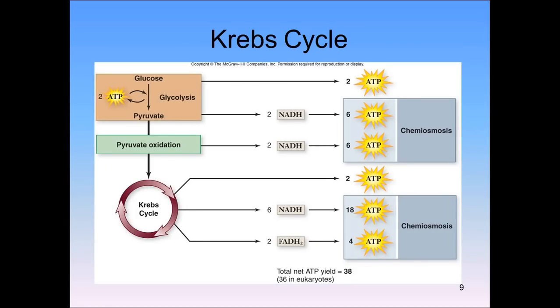This is where we are in terms of energy made. So far we have 4 ATP, 2 that were made in glycolysis and 2 that were made in the Krebs cycle. And we have a lot of electron carriers. 2 NADH made in glycolysis, 2 made in pyruvate oxidation, 6 made in the Krebs cycle, and 2 FADH that were also made in the Krebs cycle. We'll be moving on to chemiosmosis to change all of those electron carriers into ATPs.